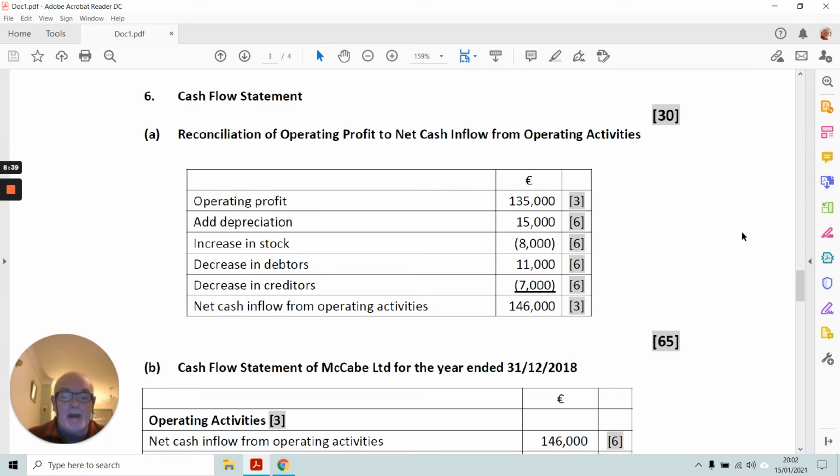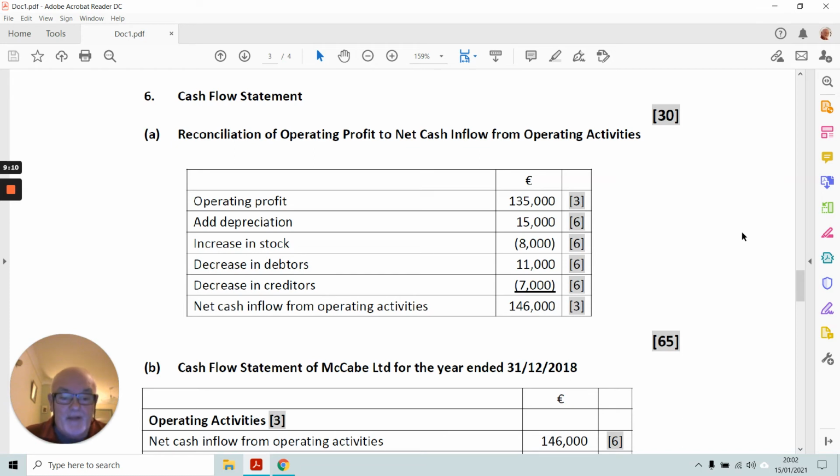We also saw on our balance sheet that our trade creditors went down by 7,000. Your trade creditors are people to whom you owe money because you bought goods on credit. Now, if we decrease our creditors, it means that not only did we pay for all of those purchases, but we've also spent an extra 7,000. That's why we're subtracting the 7,000 decrease in creditors.